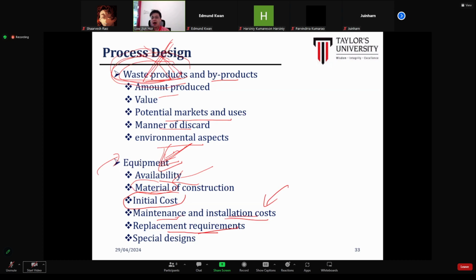Okay, or if let's say the selected technology or process needs some very special or unique design, then you need to make sure you have a very professional team and experts who can actually assist and support you to come up with this special design.